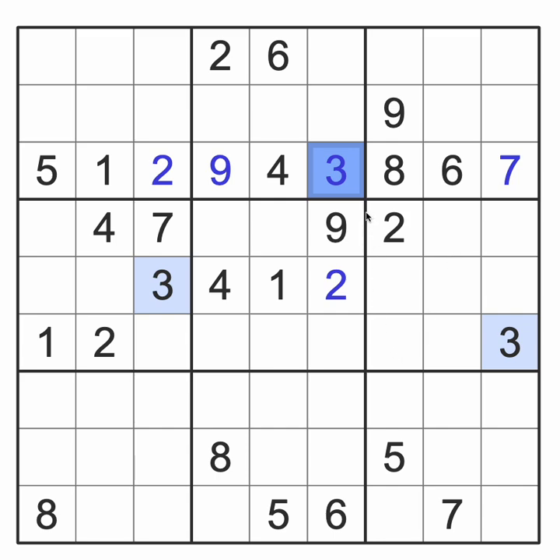And I can place 7 in box 6. To do that, I have to look at box 5 first. This 7 blocks here, so in box 5, 7 will be placed somewhere in here. In turn, it will block these cells in box 6. This 7 blocks here. This 7 blocks here. So 7 comes in here.